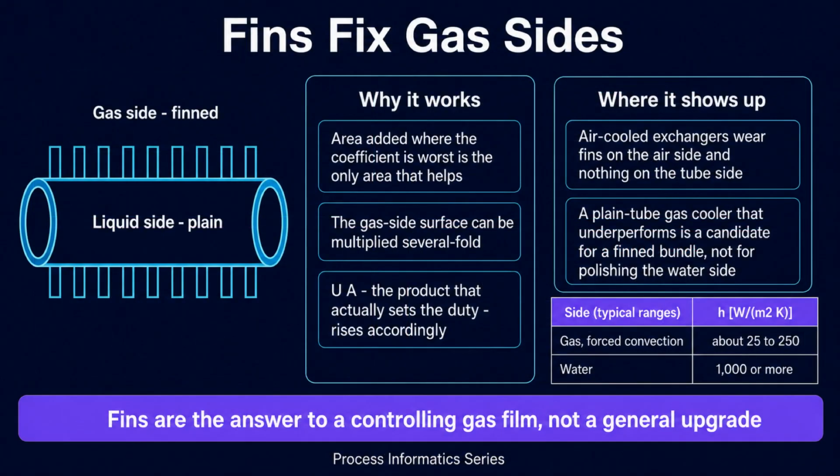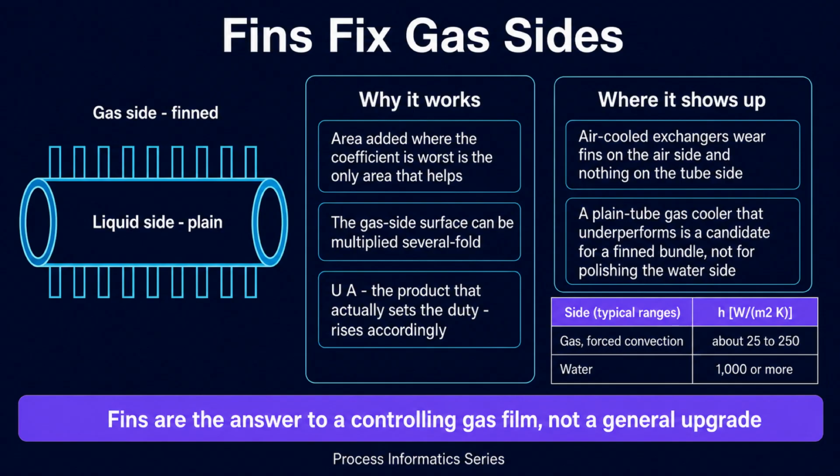That rule has a piece of hardware attached to it. If the gas film holds nearly all the resistance, the way to improve the exchanger is to attack the gas side, and the cheapest attack is area. Air-cooled exchangers wear fins on the air side and nothing on the tube side, because area added where the coefficient is worst is the only area that helps. Fin the liquid side instead, and you have paid for metal that changes almost nothing.